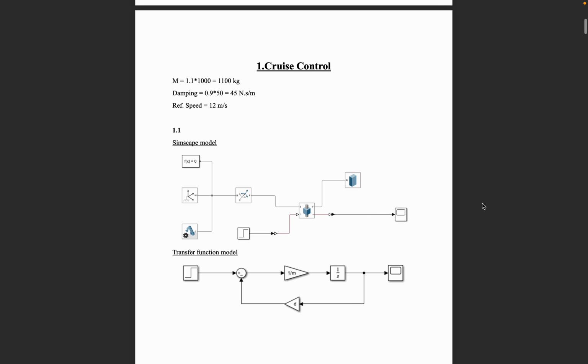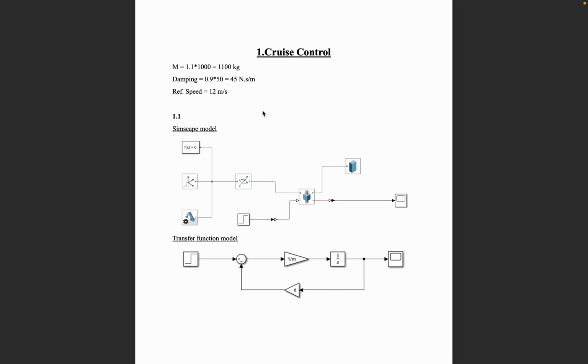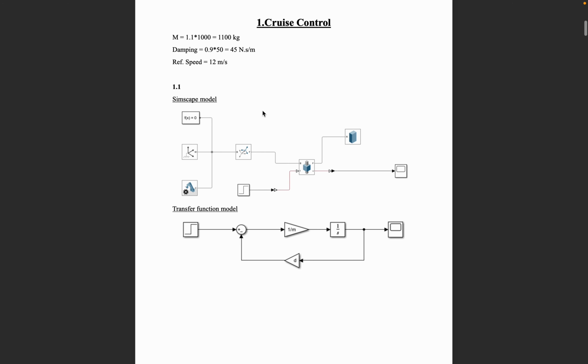Let's begin with the cruise control. The car mass M is 1.1 times 1000, which equals 1100 kilograms. The damping is 0.9 times 50, which equals 45 Newton seconds per meter. And the reference speed is 12 meters per second.